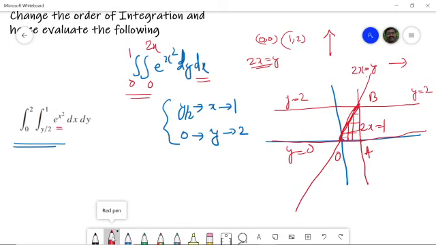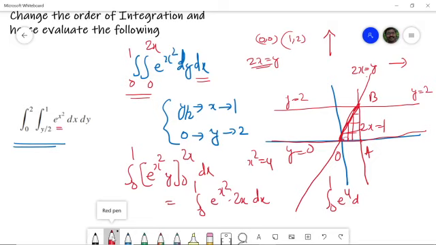This will be integral 0 to 1. Now e raised to x square is a constant with respect to y, so it will be like this, and you will get the integral as y in the limit 0 to 2x dx. So what is this? It is simply integral 0 to 1 e raised to x square into 2x dx. Now if you take x square equal to u, your integral will simply become integral 0 to 1 e raised to u du. The value of this is e raised to 1 minus e raised to 0, that is actually e minus 1. Okay, so this is the integral.